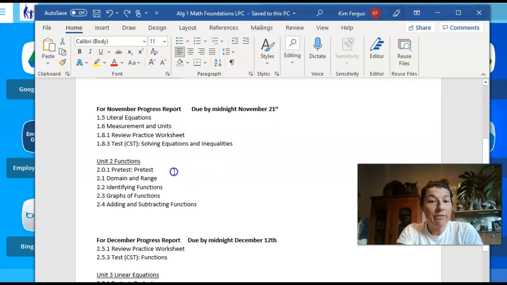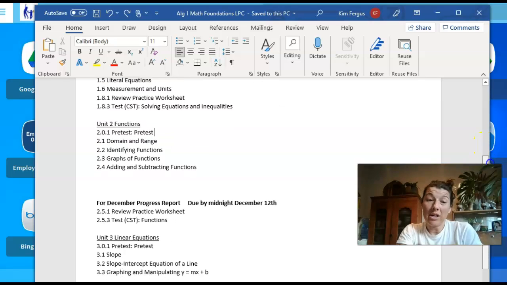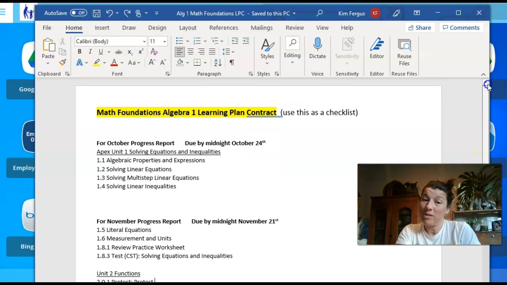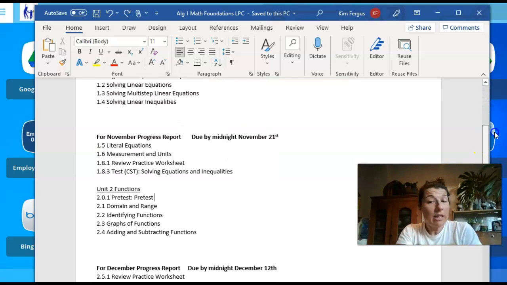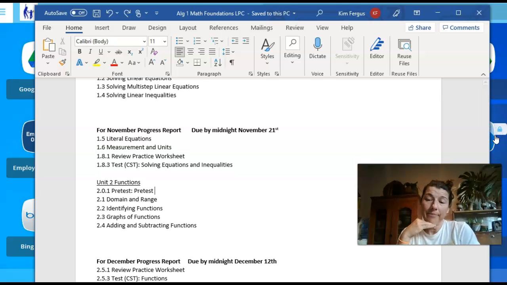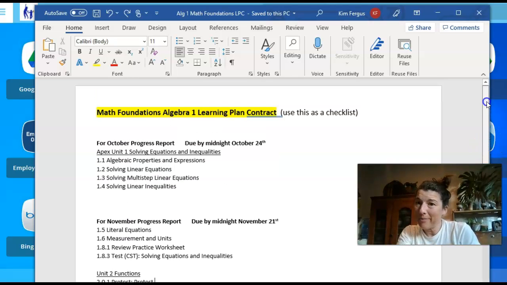You can always move faster than the pacing of this learning plan contract. You can plan ahead if you know you're going to be out of town or something for a while, or you have a vacation coming up and you're going to be unable to work, you can always work ahead. The pacing of our class is 2 lessons per week, and you can do that because you're expected to work 5 hours a week in math. So make sure you're putting in the time. Our course is open 24 hours a day, 7 days a week.